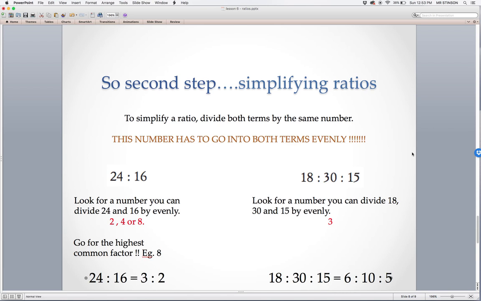So let's look at the example on the right hand side. Let's simplify the ratio 18 to 30 to 15. First step, we look for a number that we can divide each of these terms by evenly. If we look closely, the only number that we can divide each of these terms by evenly would be 3. So to simplify our ratio 18 to 30 to 15, divide each term by 3, and our simplified ratio would become 6 to 10 to 5.